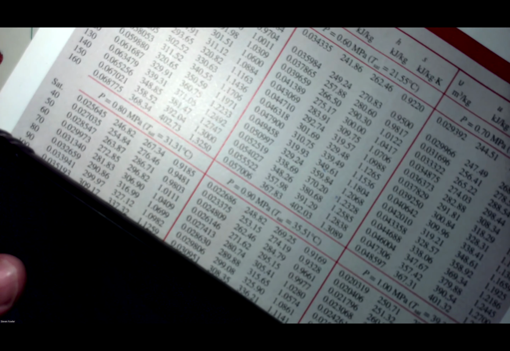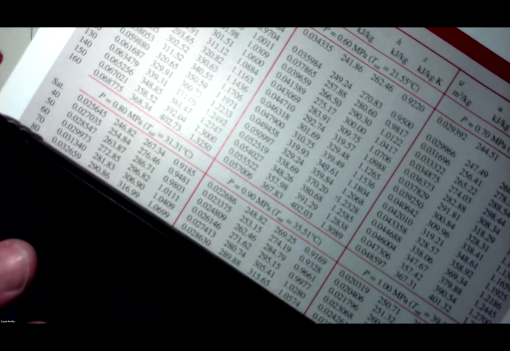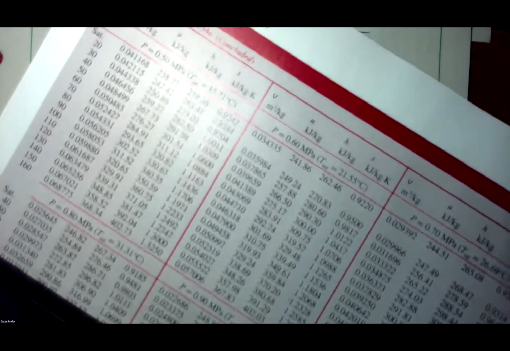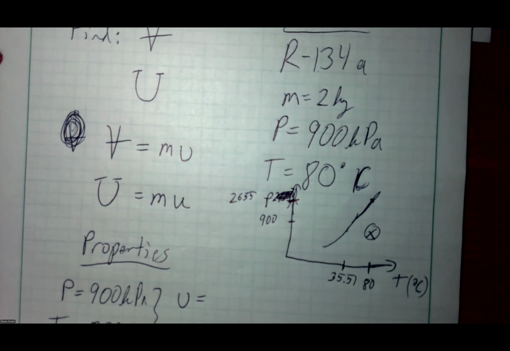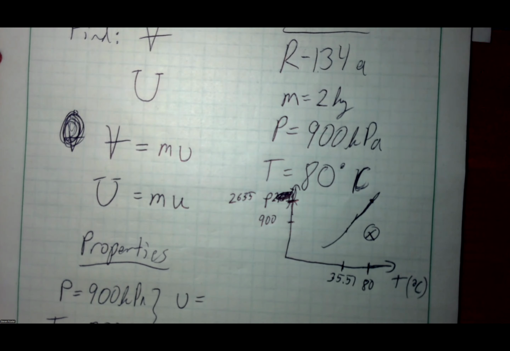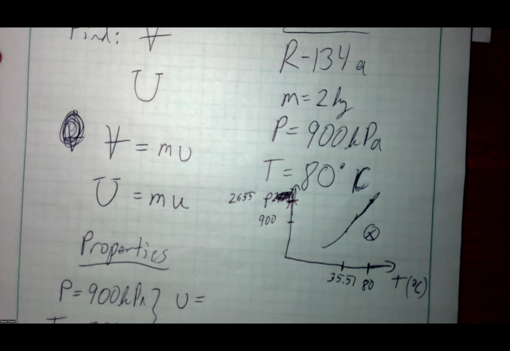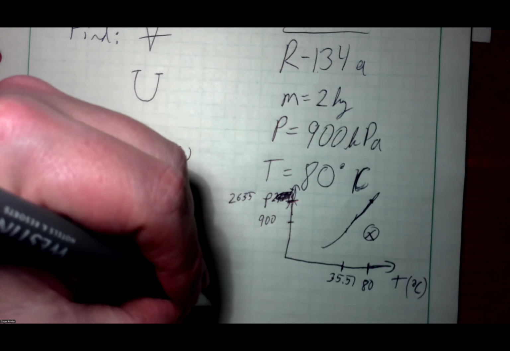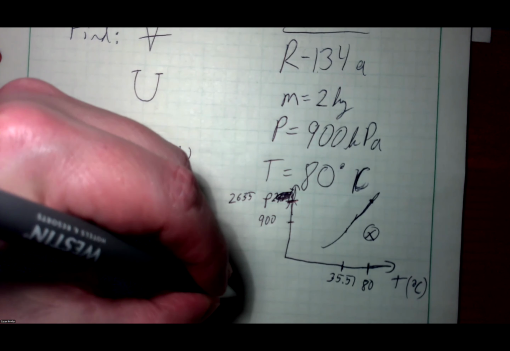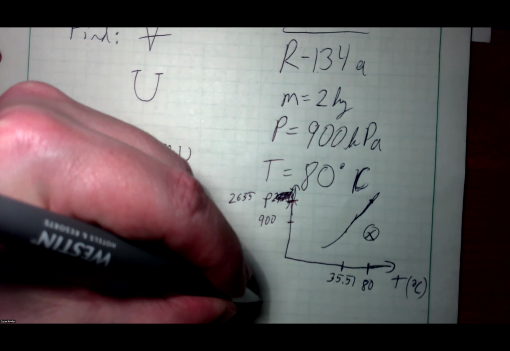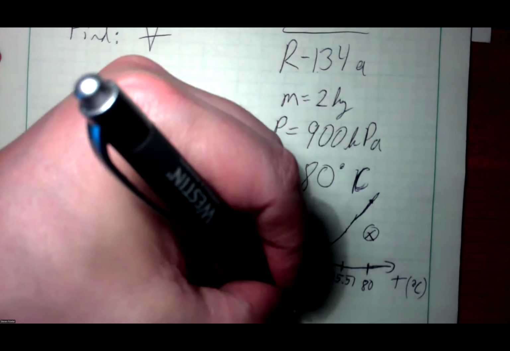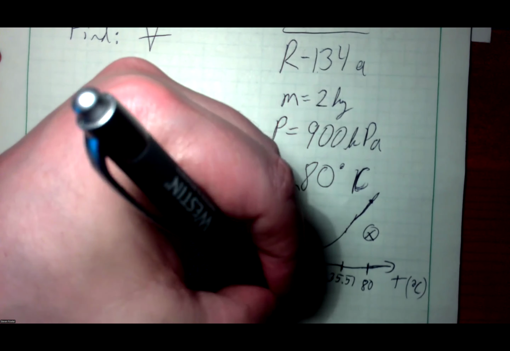And we've got a temperature of 80 degrees. So you can see our values right there, right? So I'm going to write those down. Okay. So given 80 degrees C and 0.9 megapascals or 900 kilopascals, the specific volume at that point is 0.028630. Those units are in metric units, meters cubed per kilogram.